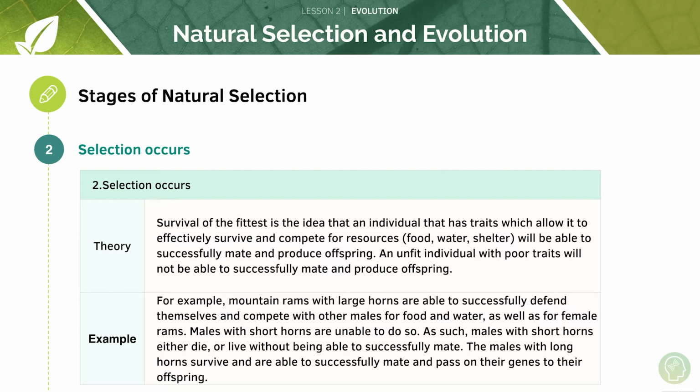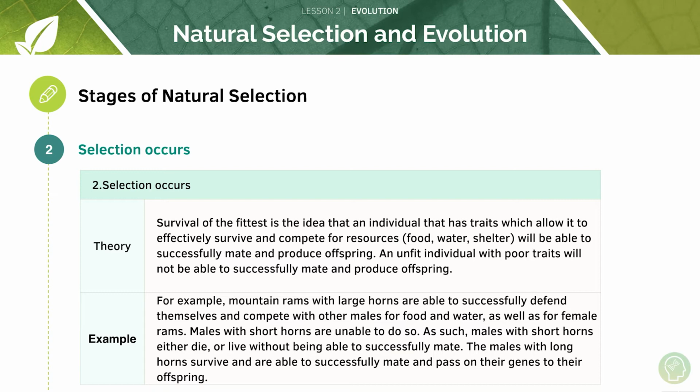Now selection occurs. So remember, survival of the fittest is the idea that an individual that has traits which allow it to effectively survive and compete for resources will be able to successfully mate and produce offspring, whereas an unfit individual with poor traits will not be able to successfully mate and produce offspring.